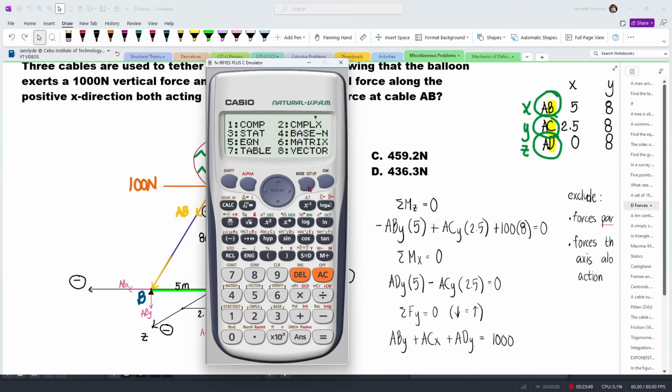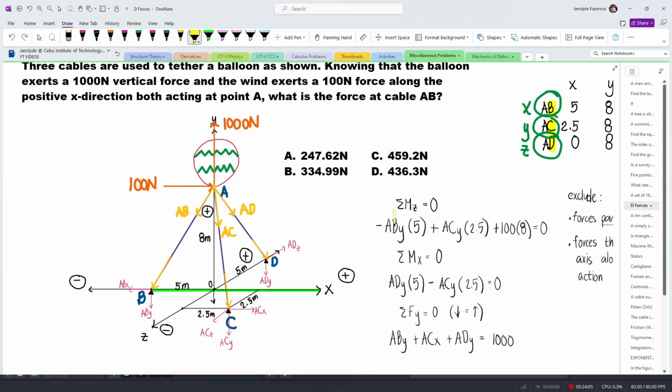So here we have mode, and then equation, press 5, and then press number 2 for 3 equations, 3 unknowns. And so we're going to treat this as our A, this one as our B, and this is our C. And then the constant term at the right side, let's consider that as our D. And so we're going to rearrange this one.